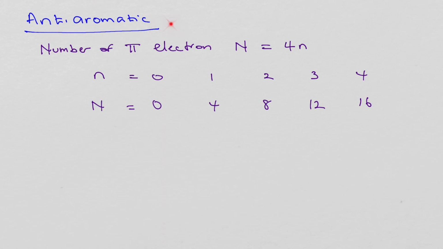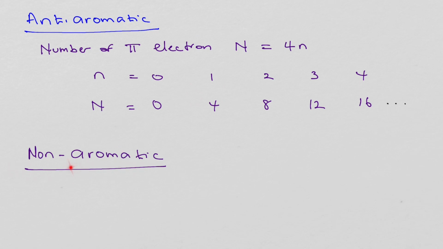For anti-aromatic, the number of pi electrons equals 4n. When n equals 0, the number will be 0. When n equals 1, it will be 4 pi electrons. When n equals 2, 8 pi electrons. When n equals 3, that will be 12 pi electrons. When n equals 4, that will be 16. If the number of pi electrons is 0, 4, 8, 12, 16, and so on, then it does not obey Hückel's rule. It is anti-aromatic.